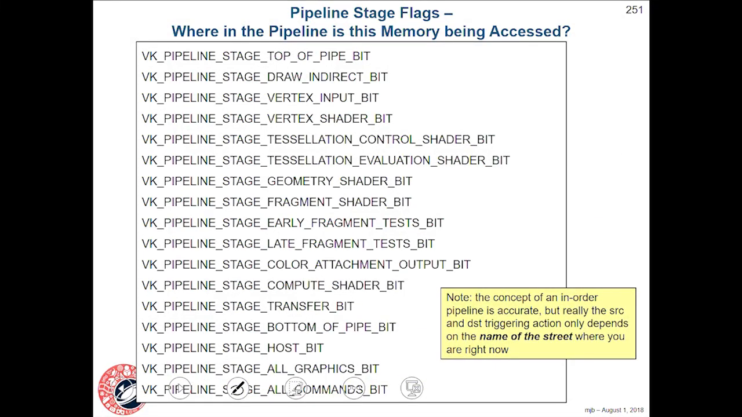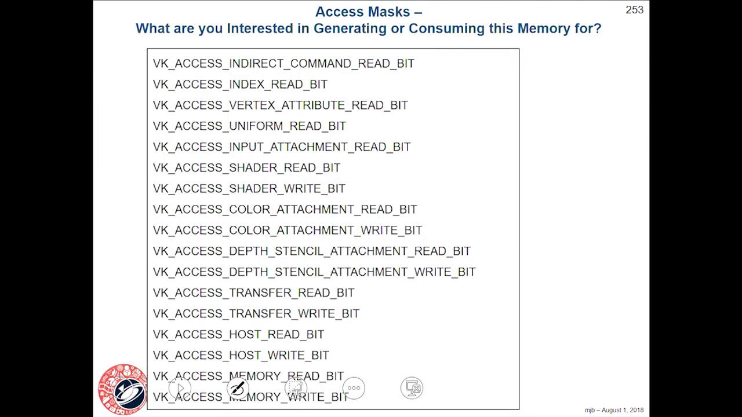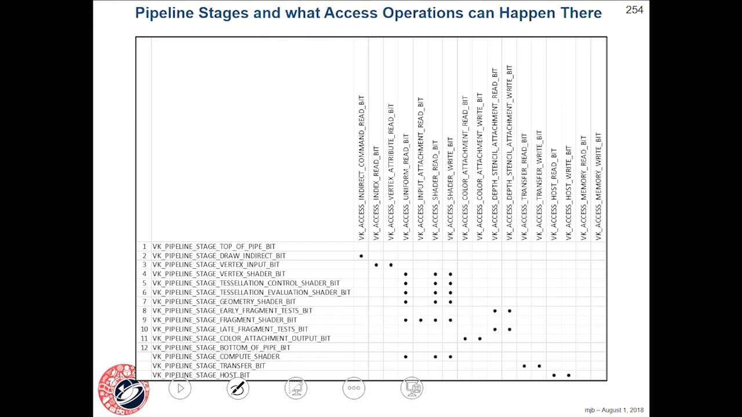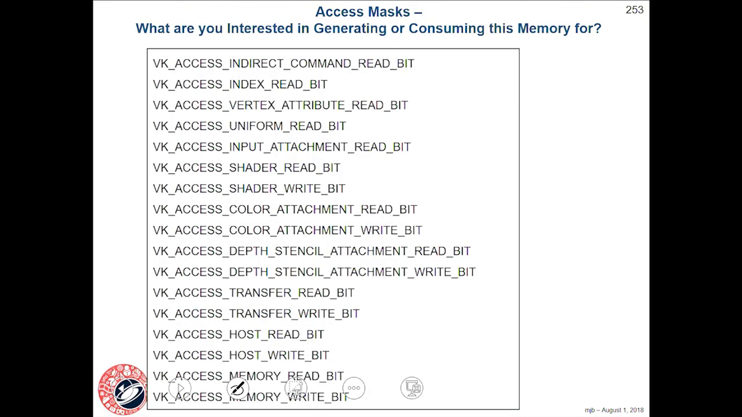Okay, here are all the different stages that you can either trip the sensor at or set the red light at. Yeah, pipeline stages. There are different kinds of things you can stop. That's what the accesses are.